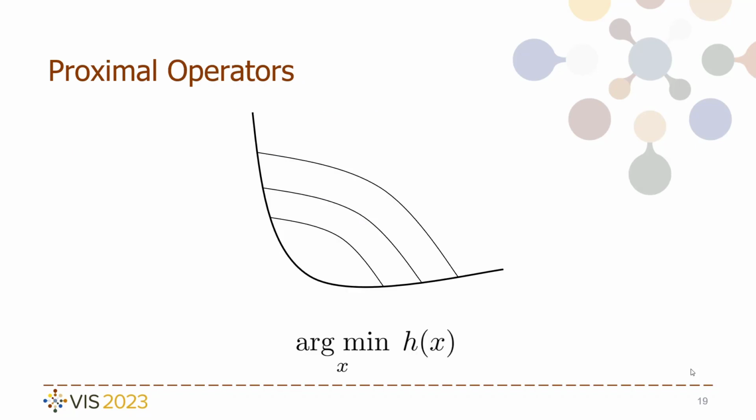Now, let's see some details about proximal operators. Imagine that we have a function h that we want to minimize. For illustration, the thin black lines are level curves of h, and the thick black line indicates the boundary of its domain. The proximal operator of h is defined as this convex minimization. The term on the right is called the proximity term, and it ensures that the proximal operator is a strongly convex minimization. This operator finds a point x that minimizes h and stays close to the input point u.